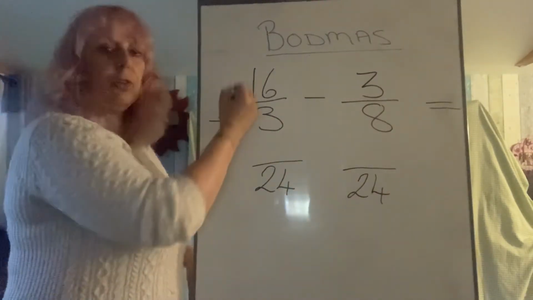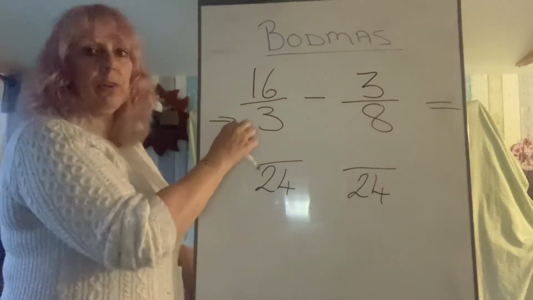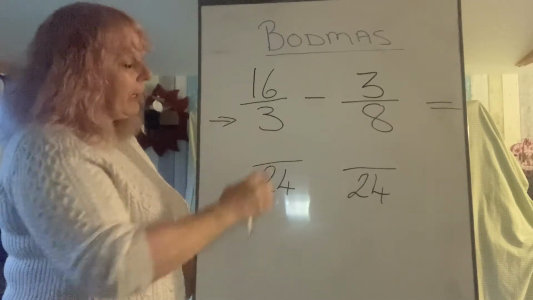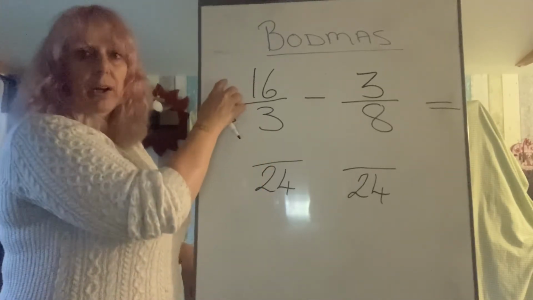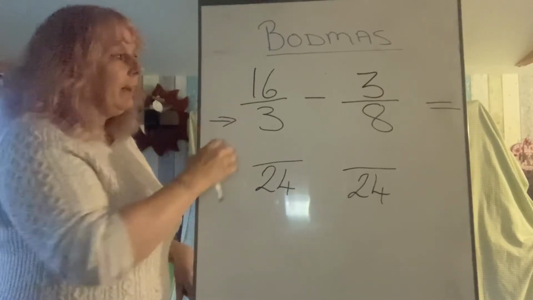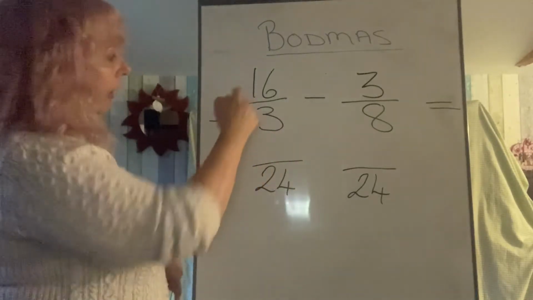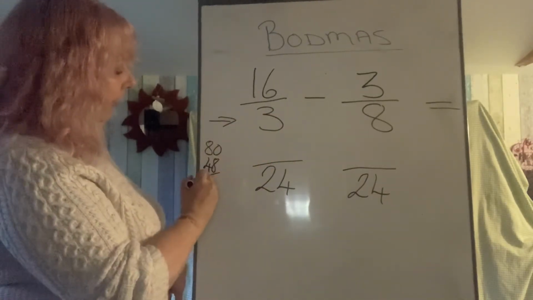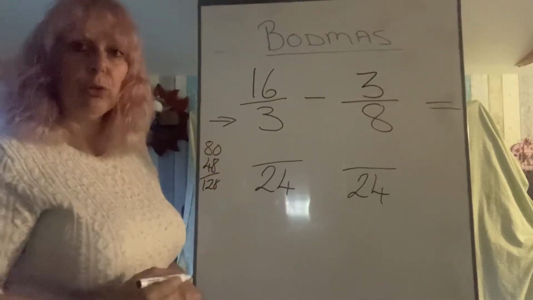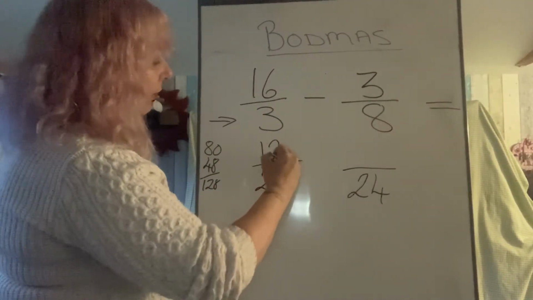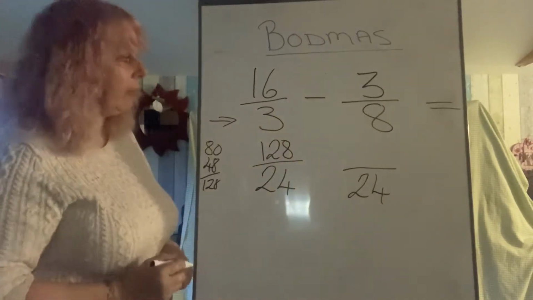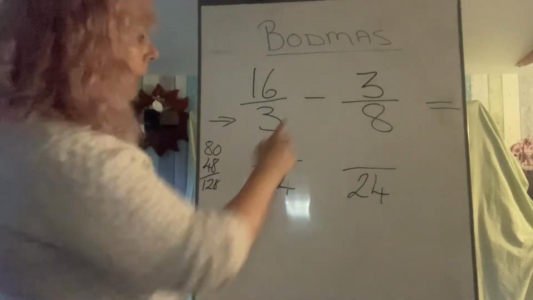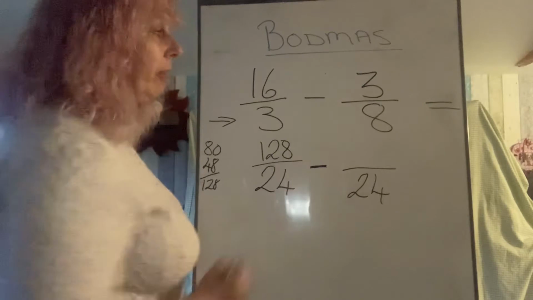Now with fractions, in order to keep them the same size, whatever we do to the denominator, we must do to the numerator. So if we times 3 by 8 to get to 24, we need to times 16 by 8 as well. Now a quick way to do that would be 8 times 10 is 80 and 8 times 6 is 48. Add the two of them together and we have 128. So we're going to change this fraction to 128. So 16/3 is 128/24.